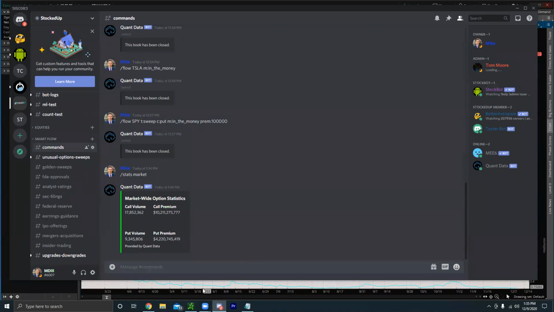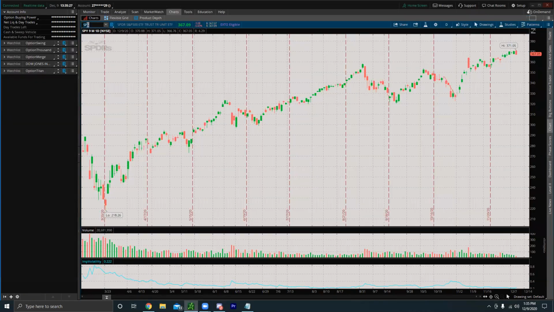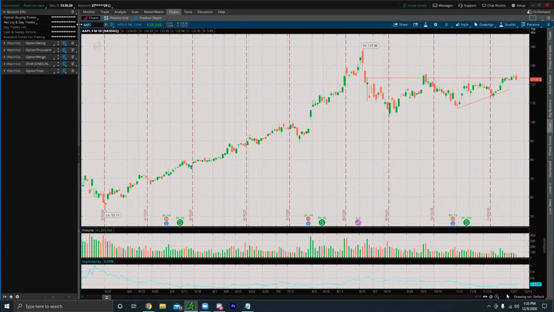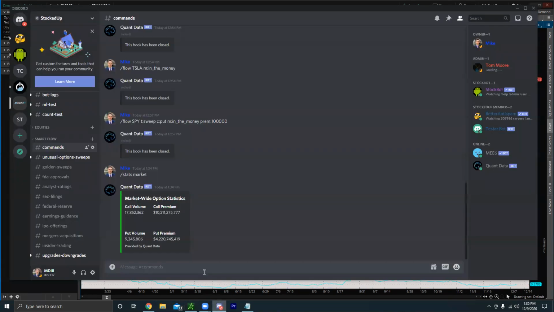So let's say you like a specific stock. Let's say you go to Apple's chart and you say, you know what, I really like the way Apple's forming. It couldn't break this resistance right here. I think Apple can fall. But you just want some reassurance, or you just want a little bit more information. All you have to do is type in /flow and then any ticker symbol.